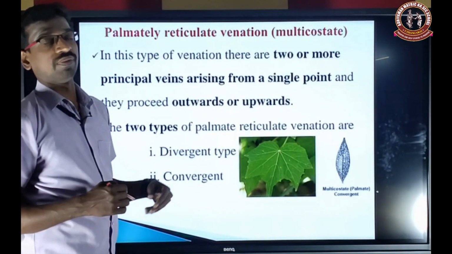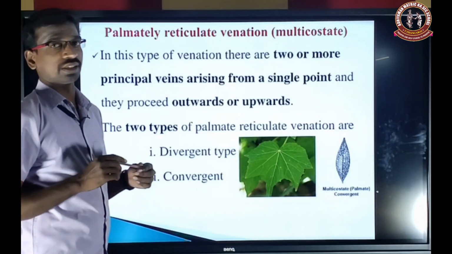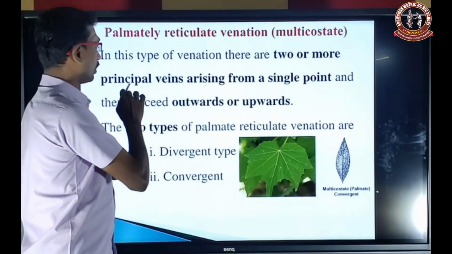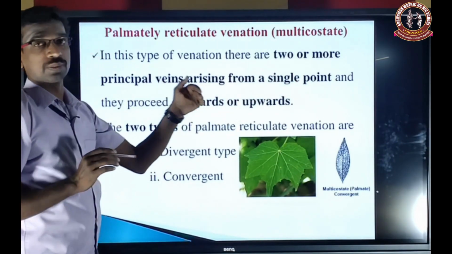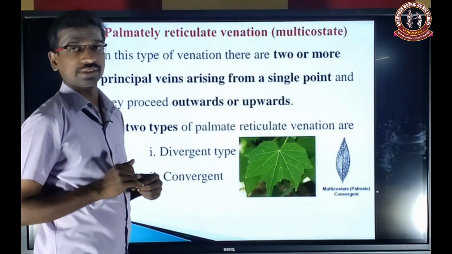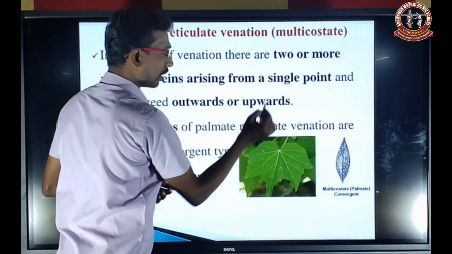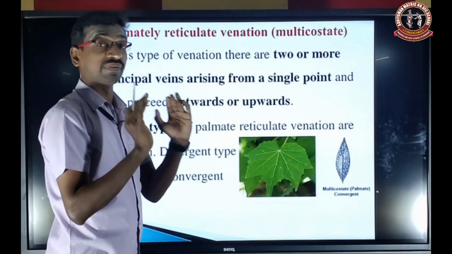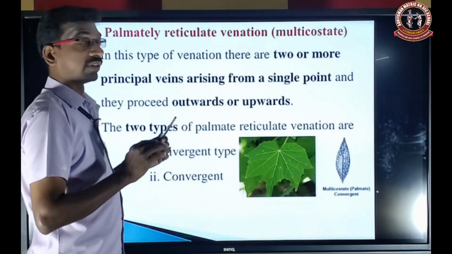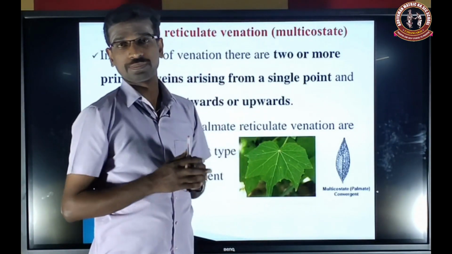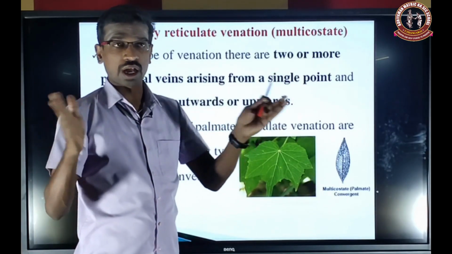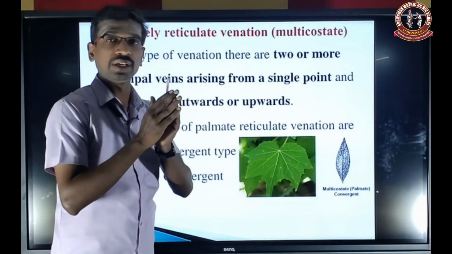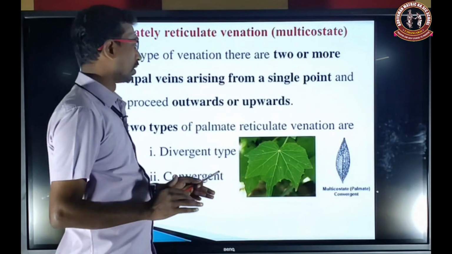Palmately is the second type of reticulate venation. In this type of venation, there are two or more principal veins arising from a single point. That is very important. They proceed either outwards or upwards. Based on whether the principal veins spread outwards or upwards, the palmately reticulate venation is further divided.